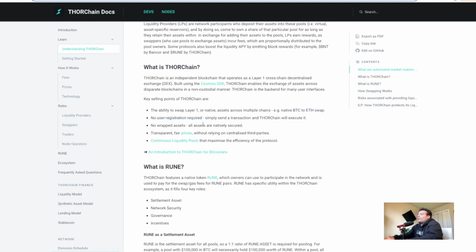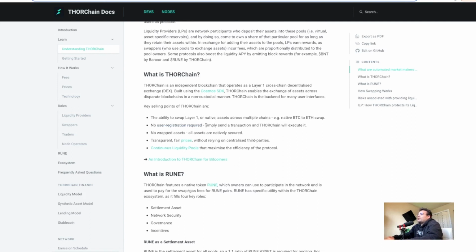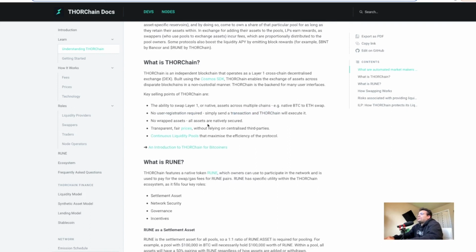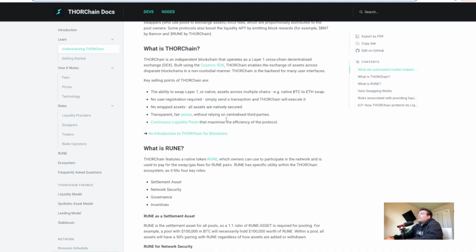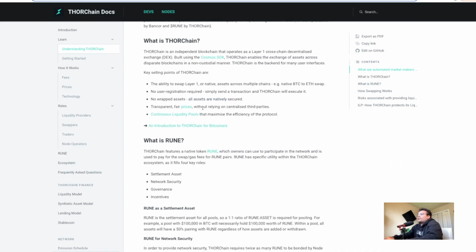There's no user registration required. So no need, like when you sign up for Coinbase or when you sign up for KuCoin, things like that. THORChain is just going to execute your transaction. And no wrapped assets. So if you've ever traded on OpenSea or a few other applications or websites, sometimes you need to wrap your Ethereum to send that across a chain or to bridge it. And you do not have to do that on THORChain, which is huge in terms of saving time and making sure the whole process is more secure.